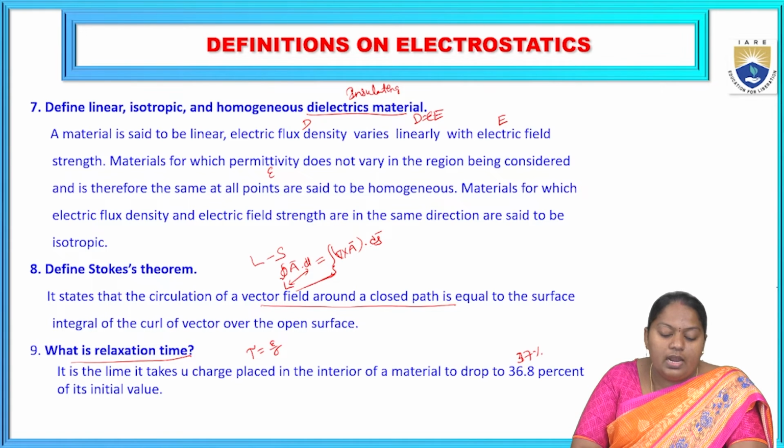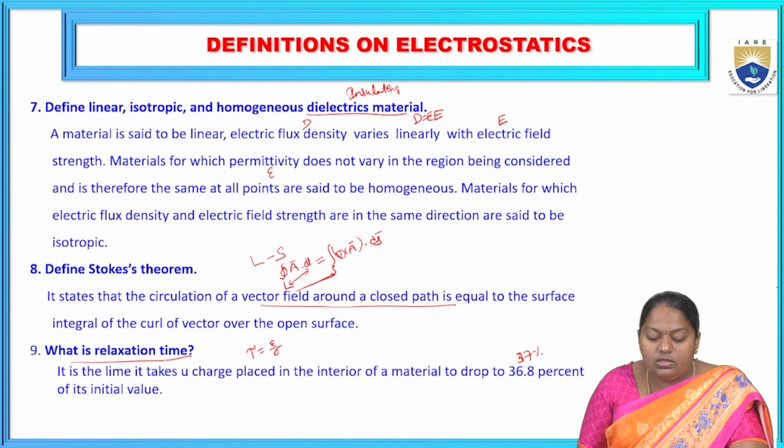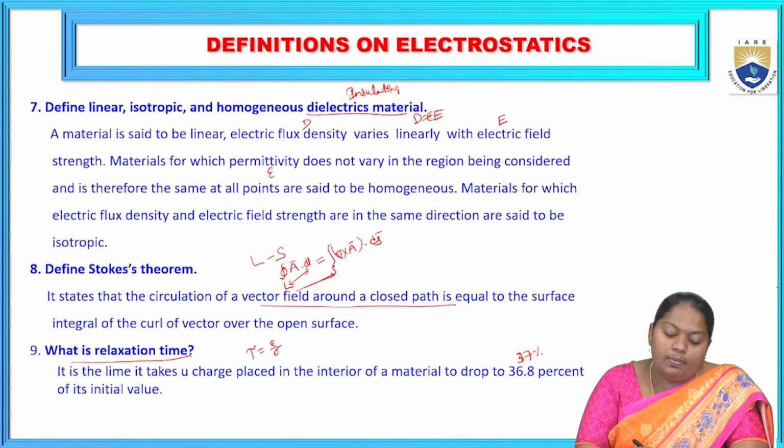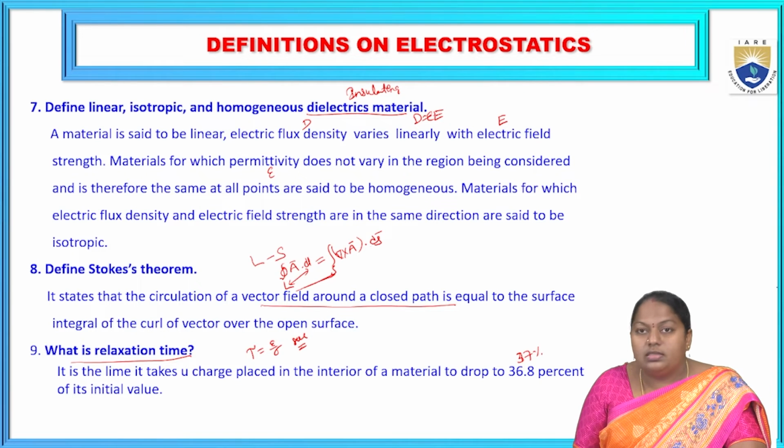And the relaxation time gives us the relationship tau equal to epsilon by sigma, and it is measured in seconds. It is derived from one of Maxwell's equations, called Gauss law for electrostatic fields.